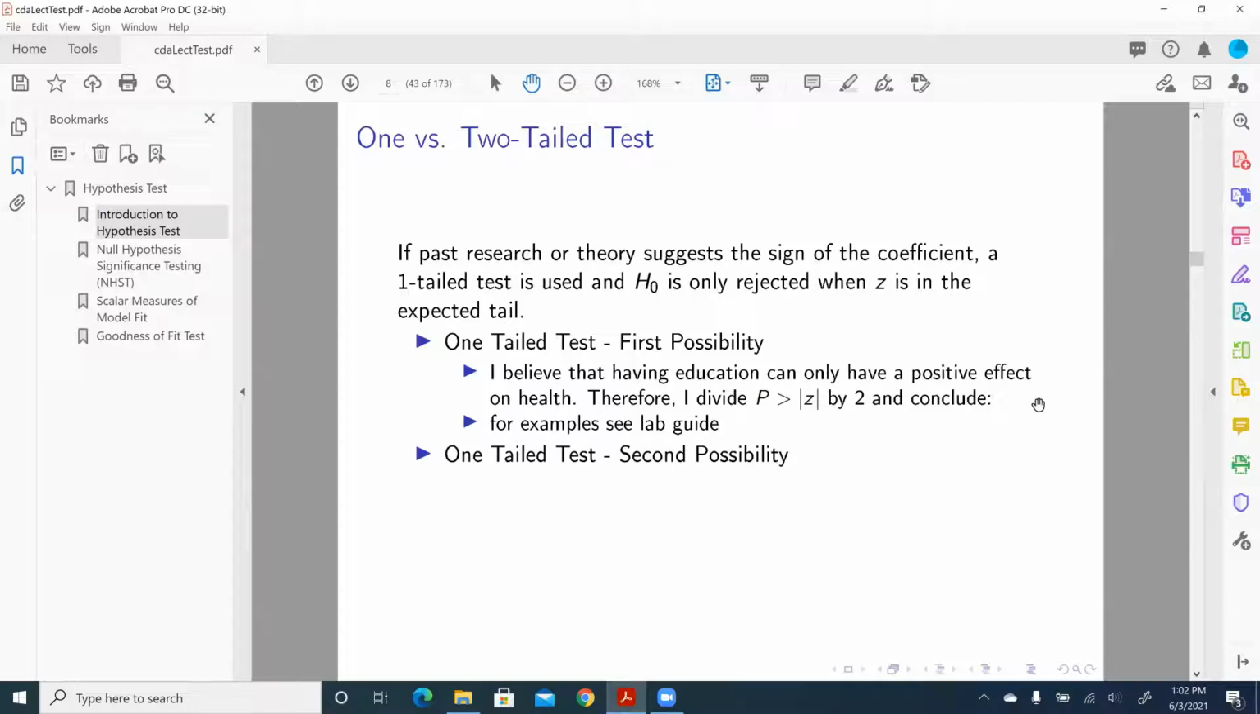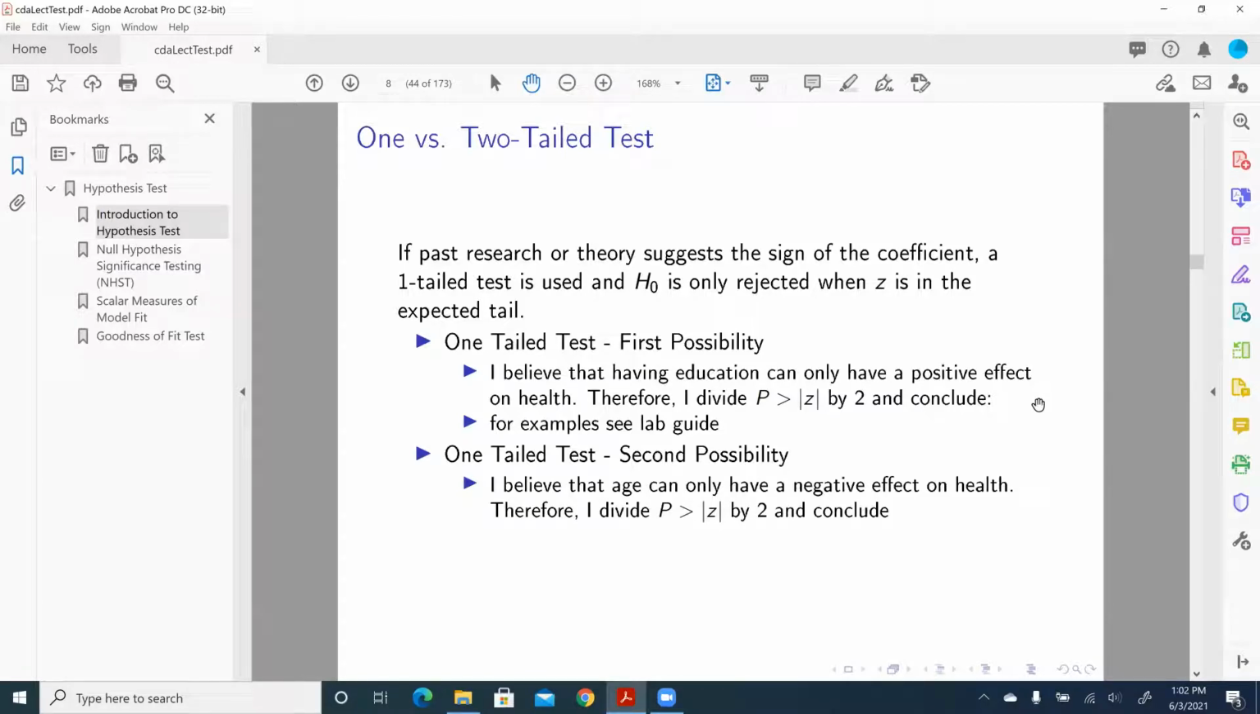Another possibility for a one-tail test is that I believe that age can only have a negative effect on health. Therefore, I also divide the p-value, P greater than the absolute value of the z statistic, by 2 and conclude. Again, for examples, see our lab guide.